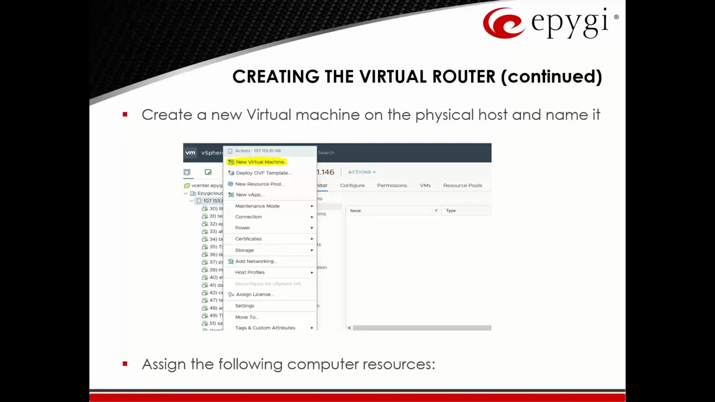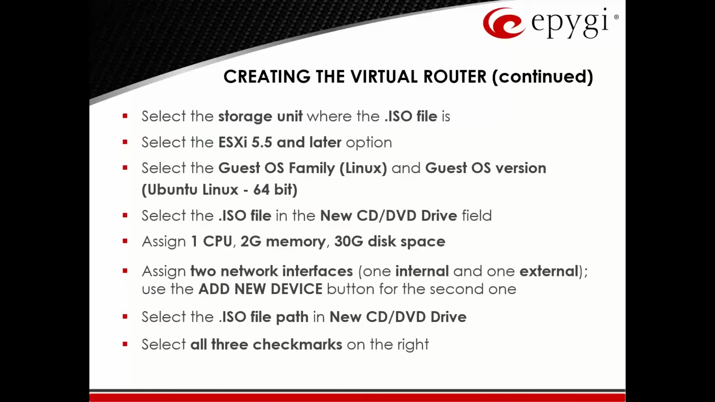Following that, the system resource allocation is done as follows. We select the storage unit where the ISO file is located. Select the ESXi 5.5 and later option. We recommend this. Select the guest OS family, which is Linux, and guest OS version, Ubuntu Linux 64-bit. Select the ISO file in the new CD/DVD drive field.